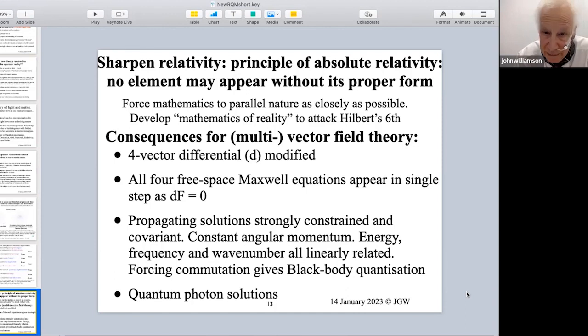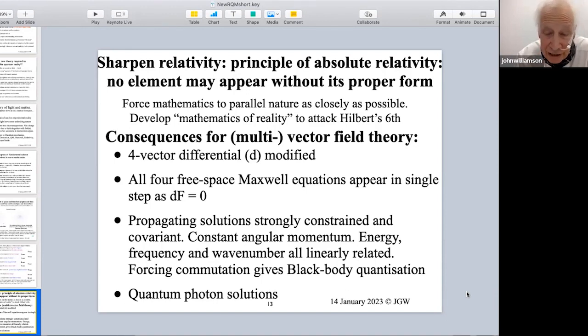So that's a big bonus of using this method just by itself, but it's not the only bonus. The fact that it does Maxwell's nicely is not its main property. It also means that any propagating solutions have far more constraints than Maxwell's equations. They're very strongly constrained. They're constrained to have constant angular momentum, for one thing. So angular momentum quantization is a thing in the theory. Energy, frequency, and wave number are all linearly related.